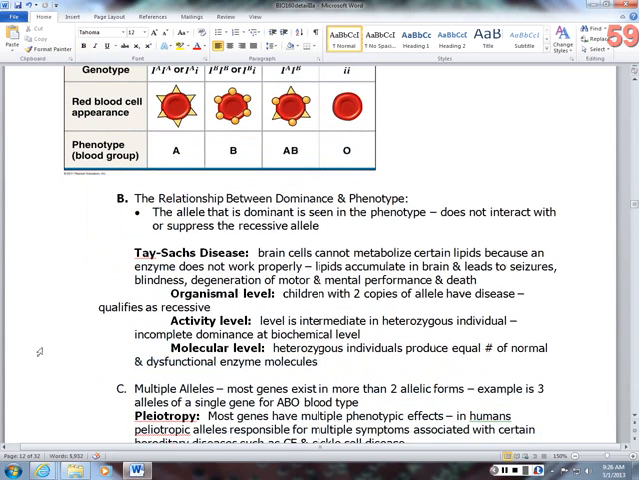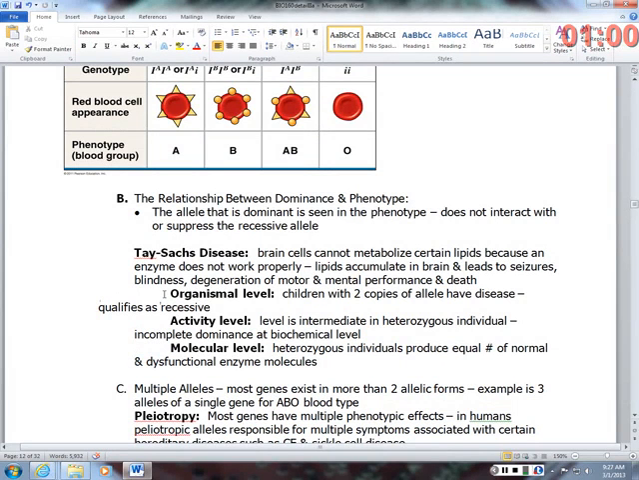So when we look at these between dominant and recessive, the allele that is dominant is going to be seen in the phenotype. It doesn't interact with or suppress the recessive gene. That recessive gene is still there, it's just not being expressed. Some examples of diseases where this can occur: one is Tay-Sachs disease. Here the brain cells cannot metabolize a certain type of lipid because the enzyme doesn't work properly. So the lipids build up in the brain, leads to seizures, blindness, motor and mental difficulties.